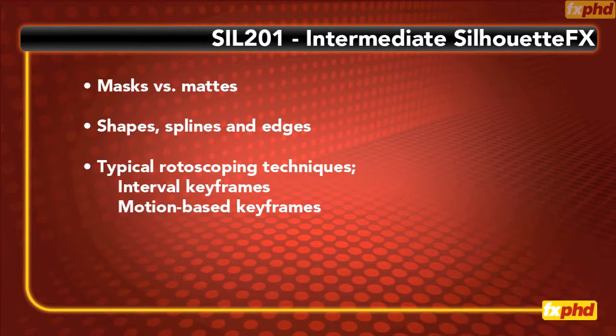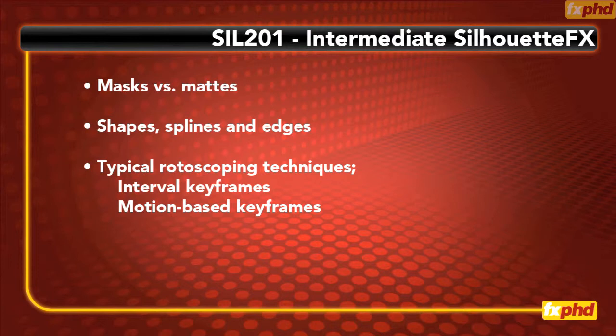Now, when it comes to typical rotoscoping techniques, there's generally a couple that are most popular. There's the interval keyframing technique, which is where you come in and you roto every X number of frames. So for example, you take every 24 frames, so you go frame 1, frame 25, frame 49, and so on and so forth until you reach the end.